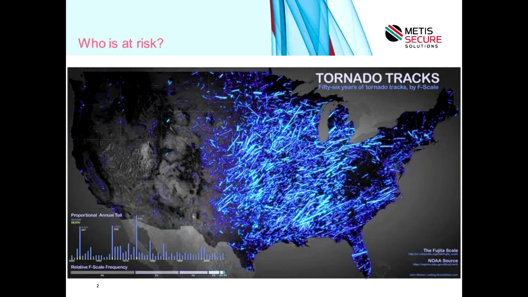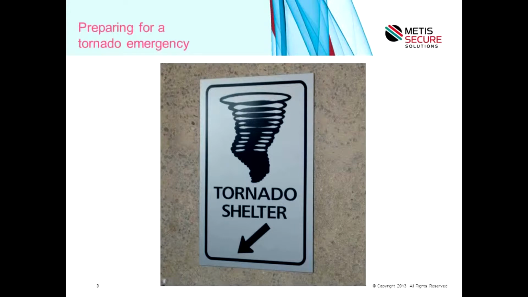So first, who's at risk? Here's a visual showing the past 56 years of tornado tracks. You see that almost the entire eastern half of the U.S. is at high risk for tornadoes. The Midwest and the Plain States, of course, and also the Gulf States, Florida, the eastern seaboard, and all the way up to Michigan and Wisconsin.